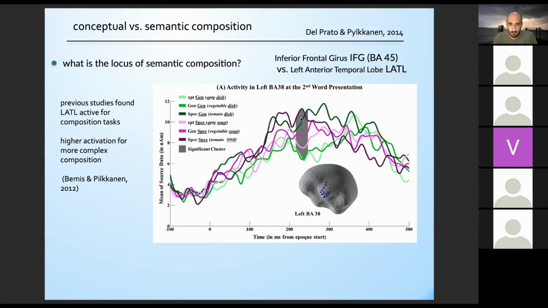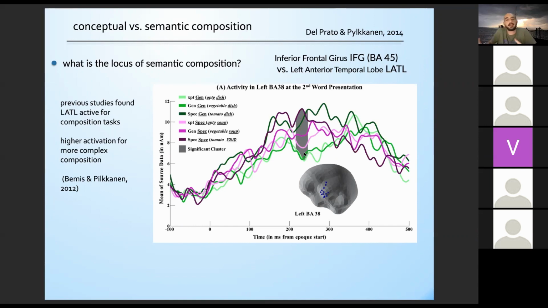you got the higher activation for tomato soup and tomato dish, and a much, much smaller activation for dish, and then a slightly higher activation for vegetable soup and vegetable dish, okay? So vegetable dish should be here, vegetable soup is here, sorry, tomato soup, yeah, tomato soup, tomato dish, vegetable soup, and vegetable dish. So what does this thing tell us?